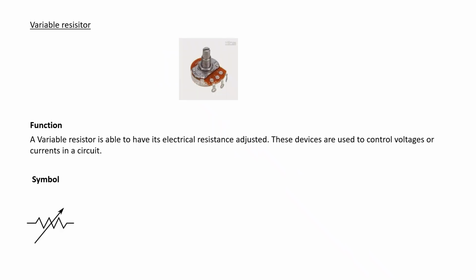The variable resistor function. A variable resistor is able to have its electrical resistance adjusted. These devices are used to control voltages or current in a circuit. The symbol at the bottom is like a resistor with a line through it, with an arrow.